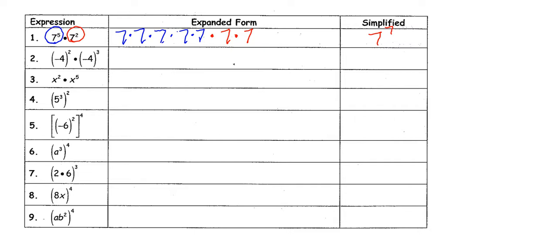Number 2 is the same idea. Negative 4 squared is negative 4 multiplied together twice. Make sure you keep that in parentheses there. And then negative 4 multiplied together 3 times, since 3 is now the exponent.